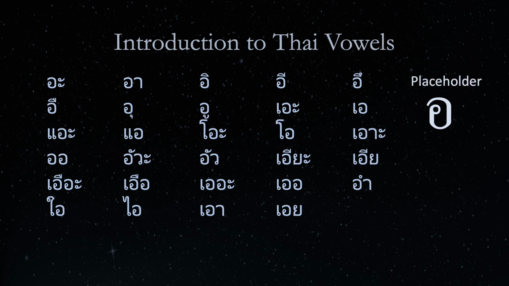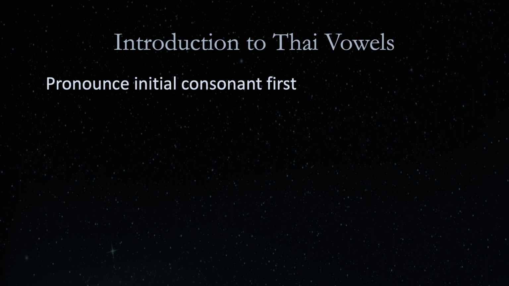Some vowels are represented by a single symbol that is written before the initial consonant, above the initial consonant, after the initial consonant, or below the initial consonant. Others are represented by a combination of symbols that may occur before the initial consonant, before and after the initial consonant, and above and after the initial consonant. There are also vowels that are represented by a combination of symbols that are before, above, and after the initial consonant. Irrespective of the position of the vowel, the initial consonant is pronounced first in a syllable.